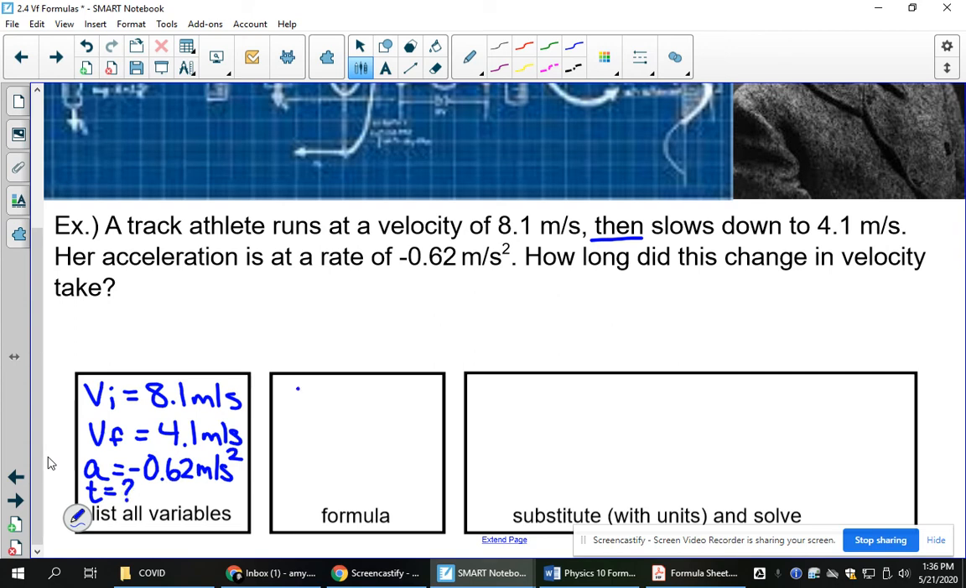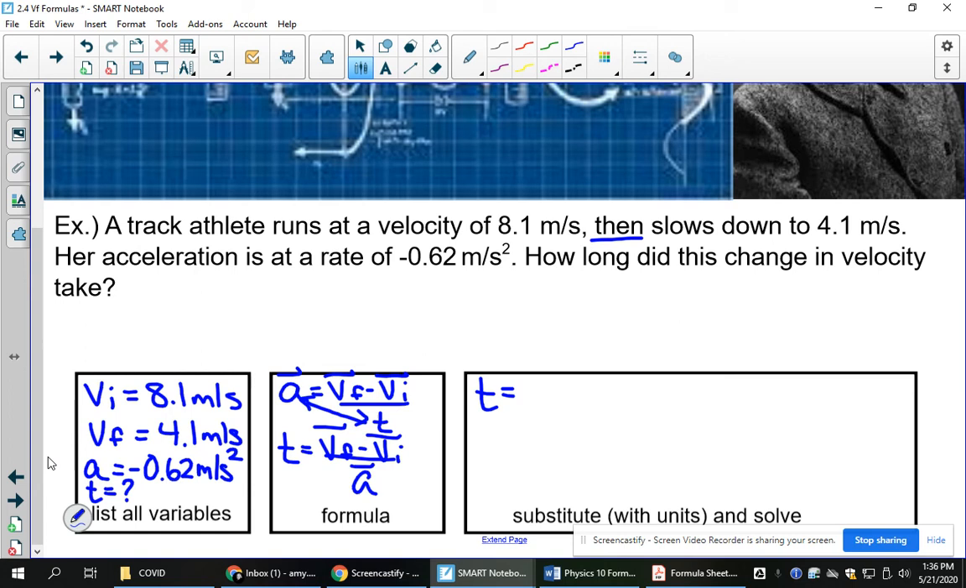Now, here's the formula that's on your formula sheet. But we just learned that you can easily switch A and T to get time by itself. So I'm going to do that. And that's the formula that I'm going to use.